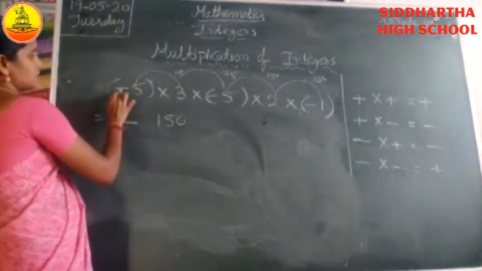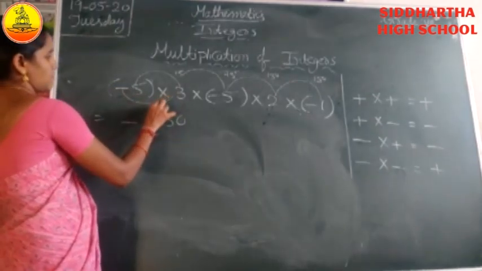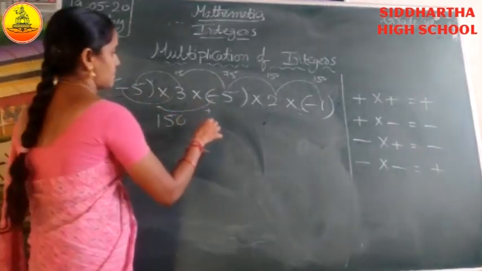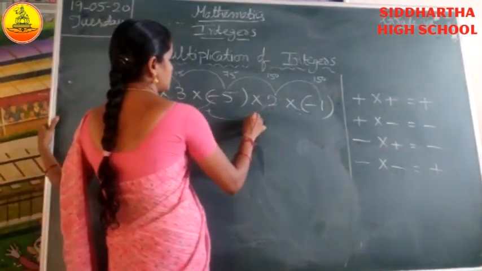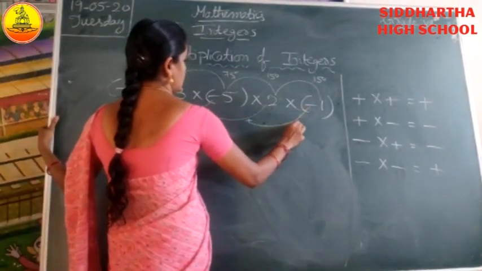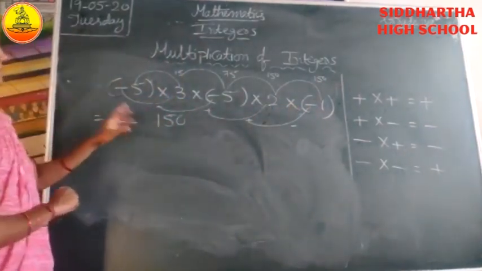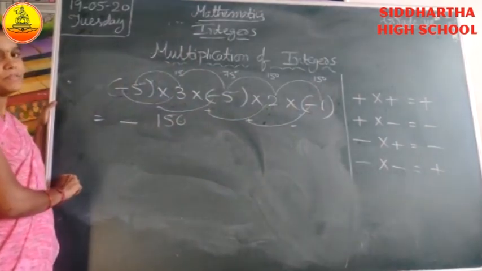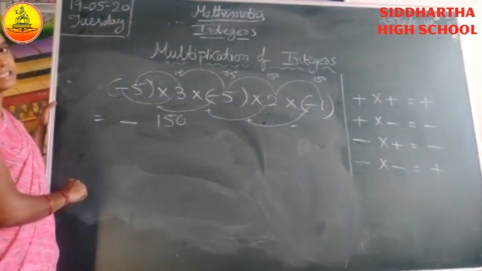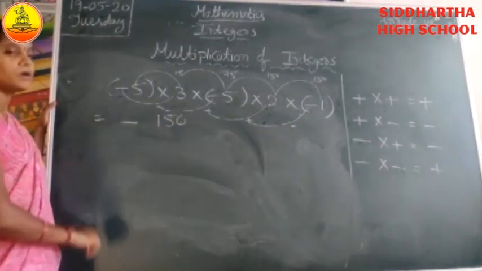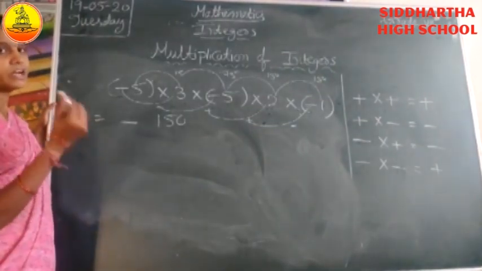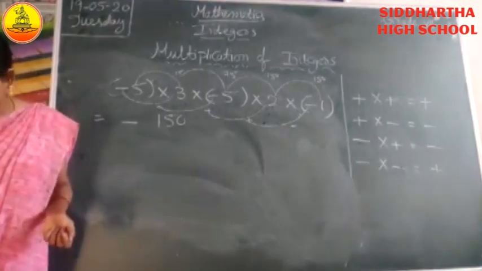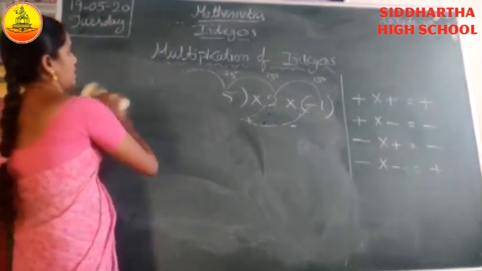You check the signs also. Minus into plus, minus. Minus into minus, plus. Plus into plus, plus. Plus into minus, minus. So, minus 150 is the answer. Did you understand? Suppose in the given sum even number of negative integers are present, then the result will be positive. If an odd number of negative integers are present, the result will be negative. Okay. Next.